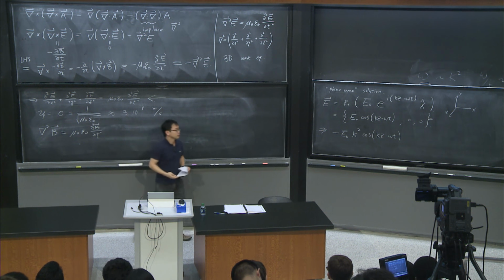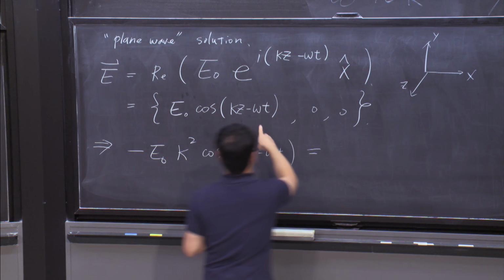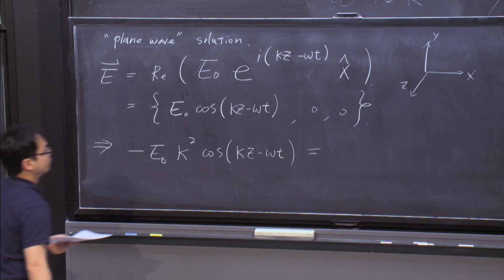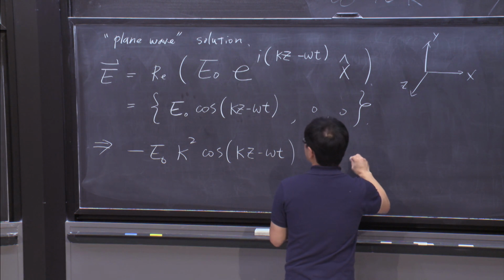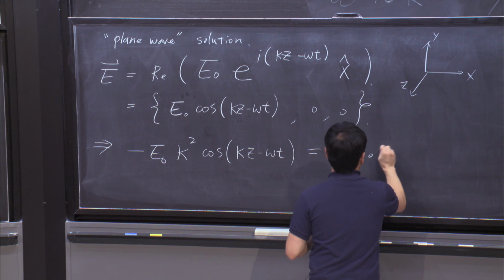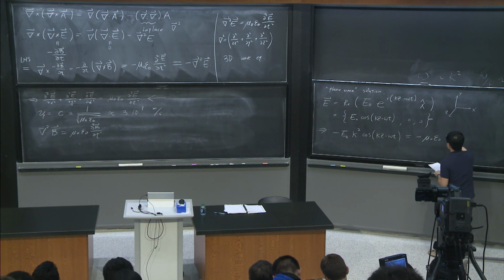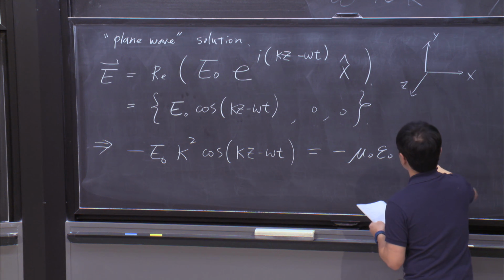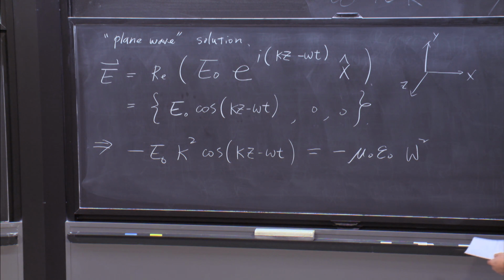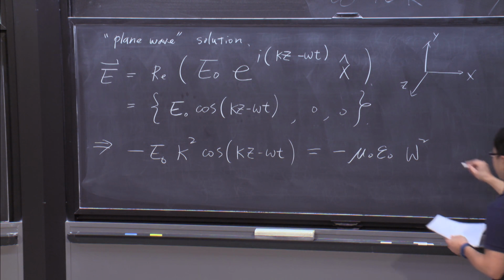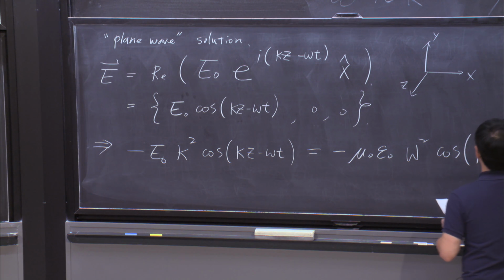How about the right-hand side? On the right-hand side, you are taking the partial derivative with respect to t. Basically, you get minus mu 0 epsilon 0, which are copied from that formula there. And you get omega squared out of it because of the partial squared partial t squared operator. And you get cosine(kz minus omega t).